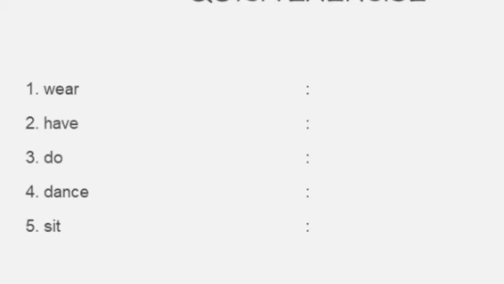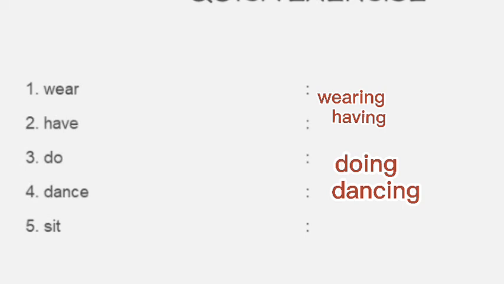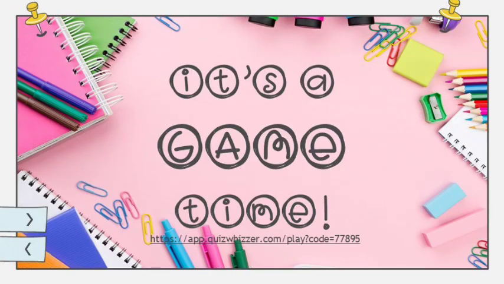So let us do some quick exercises. As you can see here, there are 5 exercises. For number 1, we are going to answer together. Wear will become wearing. Just add ing, rule number 1. For number 2, have becomes having. We remove the e from the word have, so it becomes having. Rule number 2. For the third one, do will become doing. Number 4, dance will become dancing. And the last one, number 5, sit will become sitting. As you can see, it is rule number 3, whereby we have vowel and consonant, so we need to double the consonant. It will become sitting, S-I-T-T-I-N-G.